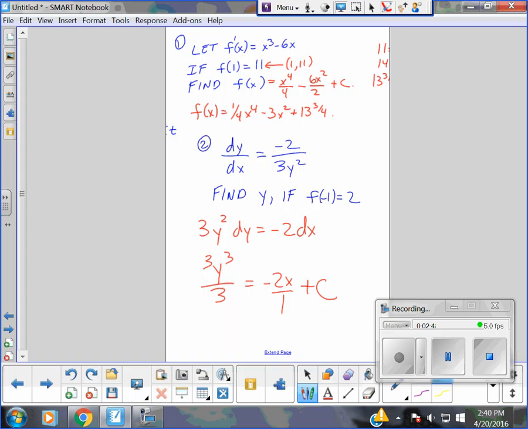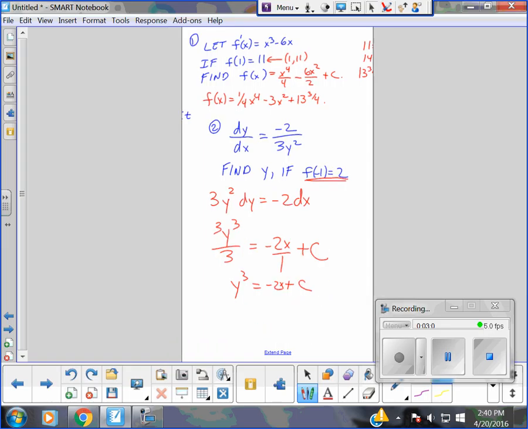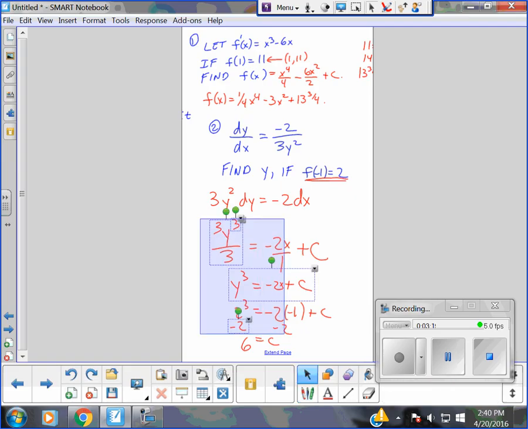So now, I see this and I say, oh, okay, well, I can write this as y cubed equals negative 2x plus c. And I know that when x is negative 1, y is 2. You guys agree? So 2 cubed equals negative 2 times negative 1 plus c. I'm going to subtract 2 because this is positive 2. So 8 minus 2, I get c is 6.